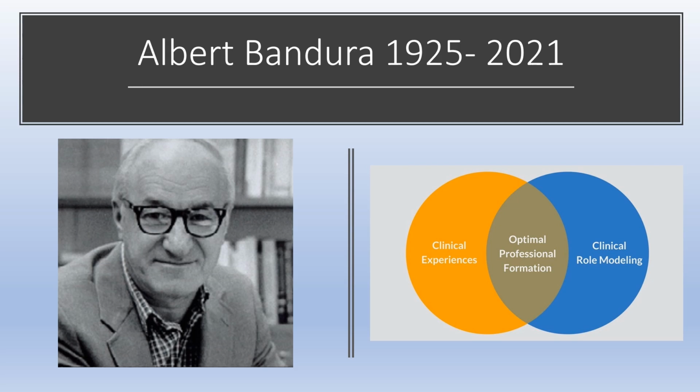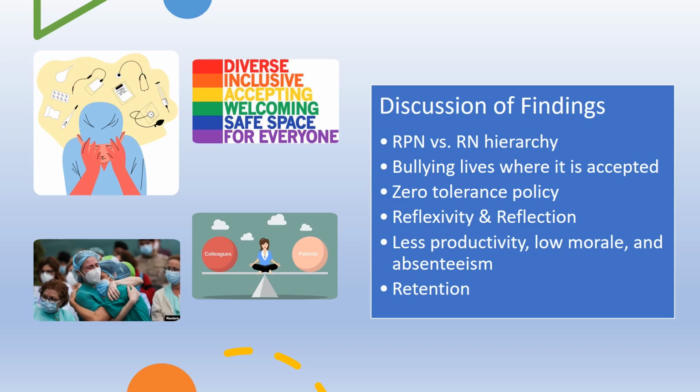of such situations. Qualitative data obtained through a literature review of over 40 articles revealed that bullying is prevalent and can be learned through observation of existing behavior. Through research, the strongest discussion of findings include RPN versus RN role, bullying lives where it is accepted, zero tolerance is beneficial at every organization, reflexivity and reflection performed by the nurse can optimize patient outcomes.